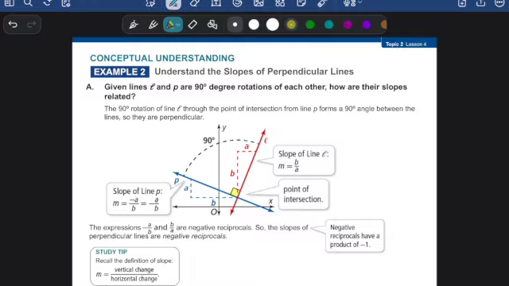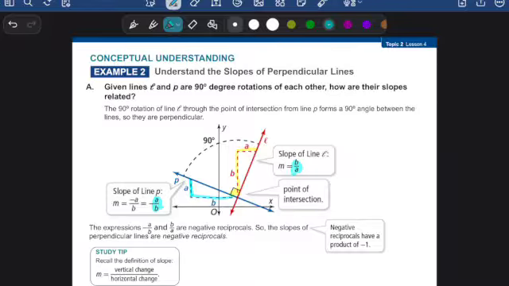Lines are perpendicular. When they intersect, they form a right angle, a 90-degree angle. And you can see the relationship between the slopes. For line L, the red line, my slope is b over a. Remember, slope is rise over run. For line P, my slope is negative a over b because I have to go down. So I'm comparing these, negative a over b and b over a.